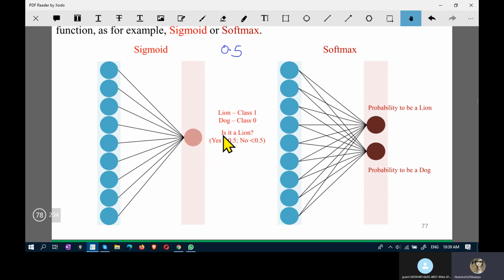So the question is, is it a lion? You specify, for instance, an image of a lion. When do you say that image is a lion's image? If the output is greater than or equal to 0.5, you say that image is a lion's image. Otherwise, you say that it is not a lion's image. That is how sigmoid operates. Sigmoid has a threshold value.